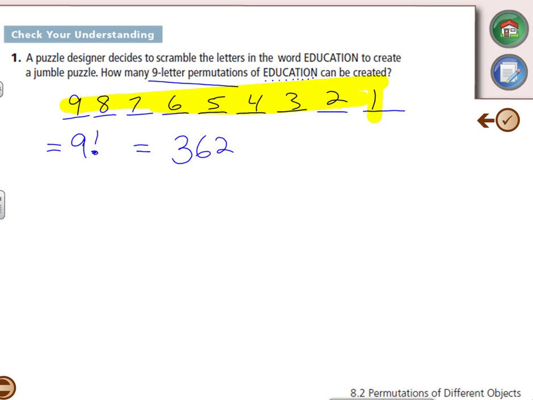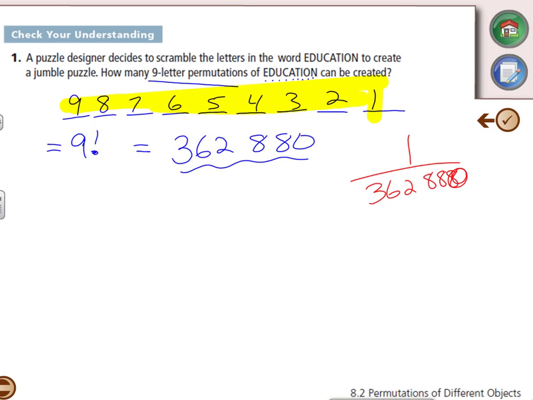Practice punching it in for yourself. Make sure that you do get this number. Make sure you know how to use your calculator. So that seems like quite a bit. There are 362,880 ways that you can jumble up the word education. Only one of them will actually spell the word education. Just as an aside, let's say I had these all on tiles, and I'm pulling them out of a bag, and I want to see what's the probability that I'm going to spell education. There's only one way to do it out of the 362,000. That would be the probability.